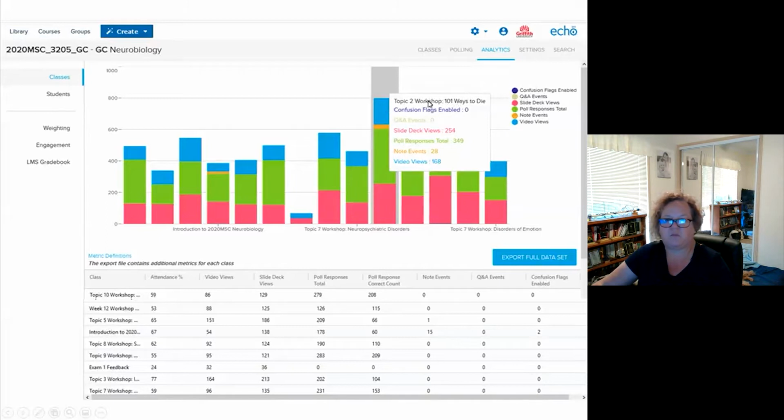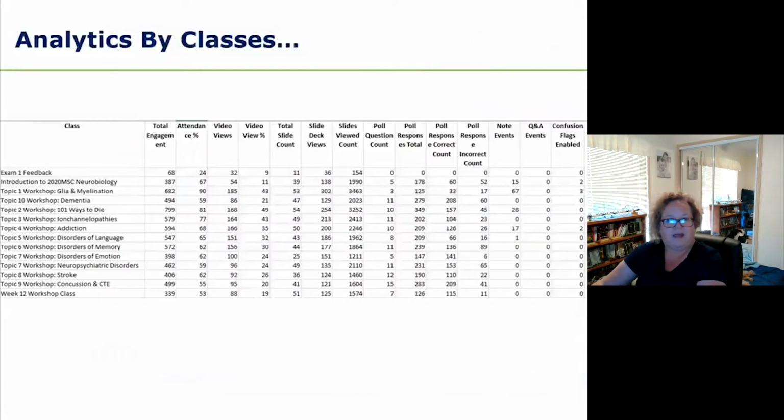So this is our week 2 workshop class, and you can see the number of slide deck views, the number of polling responses and video views and those types of analytics. You can also download those analytics. You can see some of them down the bottom, but if you export the full data set, then you get a lot more detail and a lot more data for each of the classes. And that's what it looks like when you download the analytics by class. So the classes are down the left-hand side here, and then you've got some of the metrics, which I'll talk about in a moment, in an Excel spreadsheet, essentially.